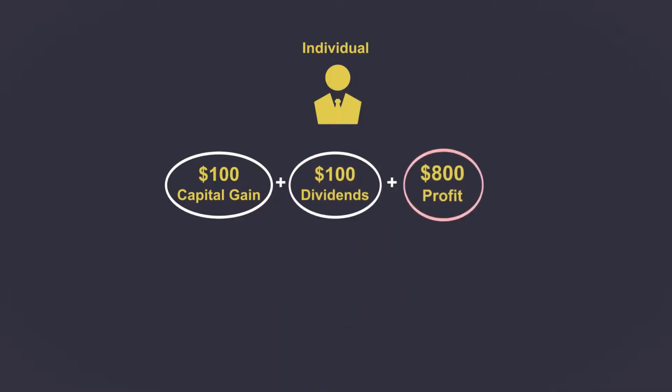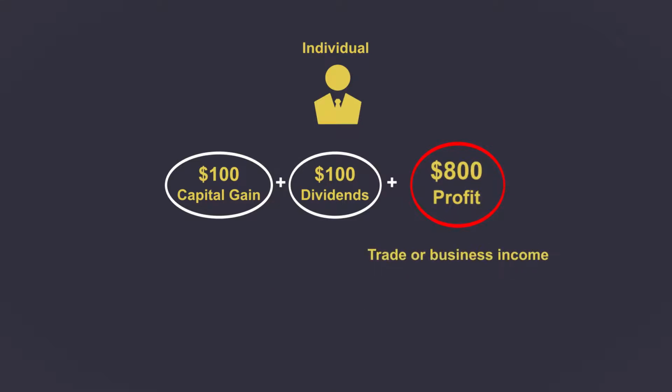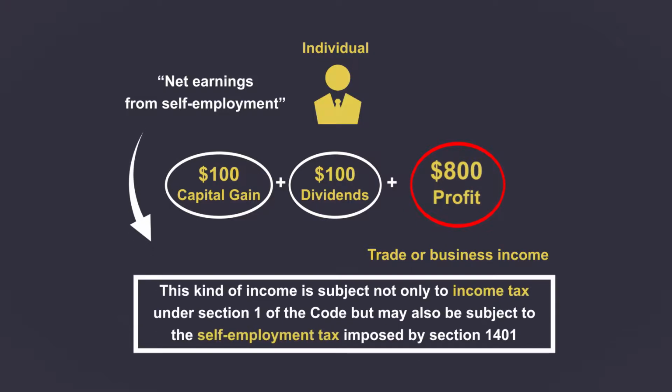On the other hand, the $800 in trade or business income may be considered net earnings from self-employment for the individual partner. For the individual partner, this kind of income is subject not only to income tax under Section 1 of the Internal Revenue Code, but may also be subject to the self-employment tax imposed by Section 1401.